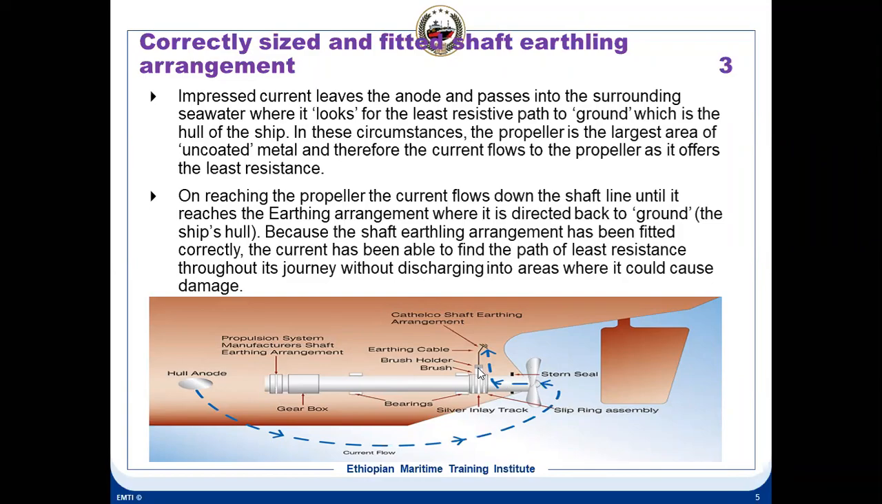Same with the rudder stock grounding. Also, as I discussed in the last class, we have grounding on the generators. This is also because of the stray current coming through the generator shaft. There will be some stray current because of the generator shaft. This has to be drained to the ground. That is why shaft grounding is used.